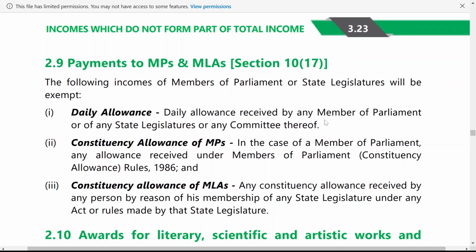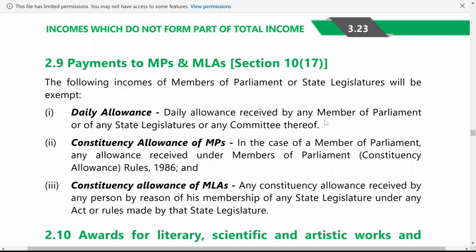Now payment to MPs and MLAs. Payment to any MPs and MLAs, section 10 subsection 17, is exempt. Like daily allowances received by a member of parliament or any state legislature or any committee thereof, whatever daily allowance is received by an MP is totally exempt from tax under section 10 subsection 17.